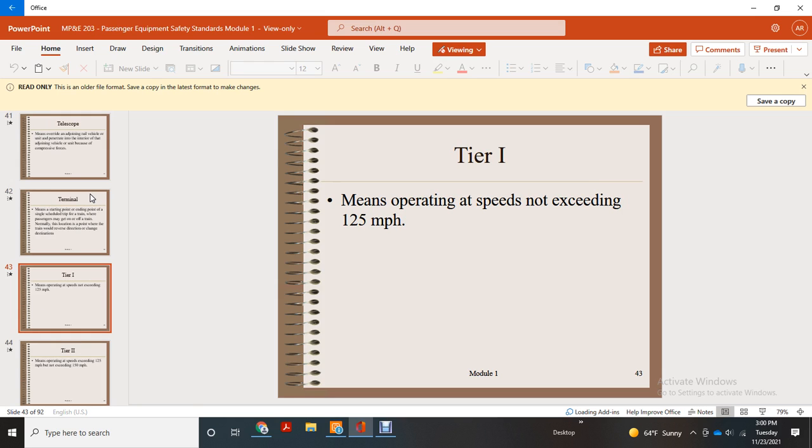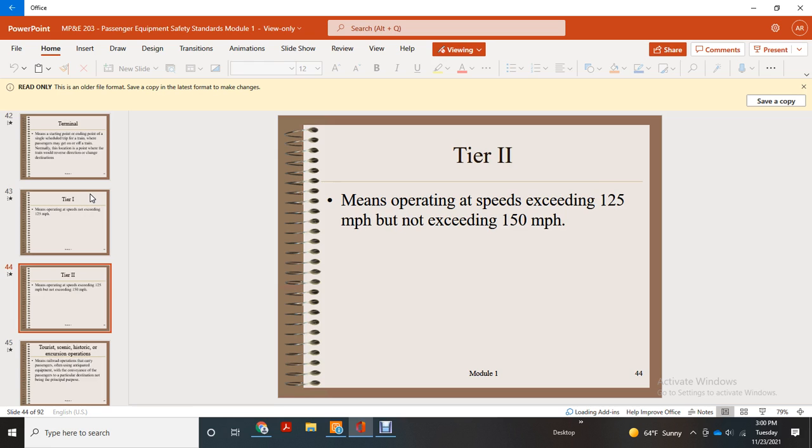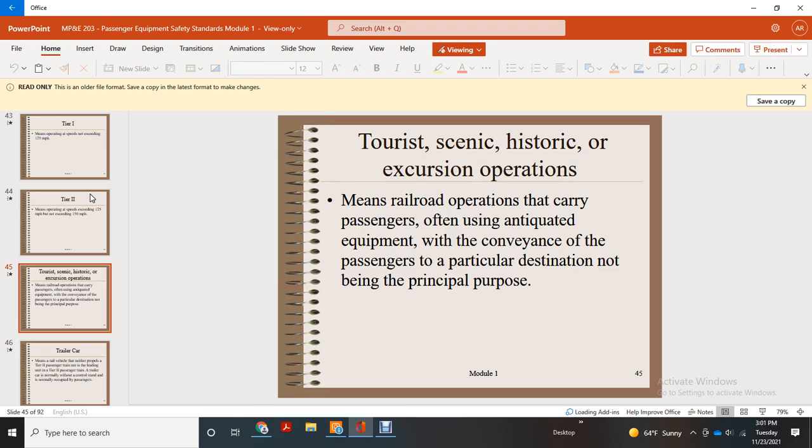Tier 1 means operating speed not exceeding 125 miles an hour. Tier 2 means operating speed exceeding 125 miles an hour but not exceeding 150 miles an hour. Tourist, scenic, historic, and excursion operation means a railroad operation that carries passengers, often using antiquated equipment, with conveyance of the passenger to a particular destination not being the principal purpose.